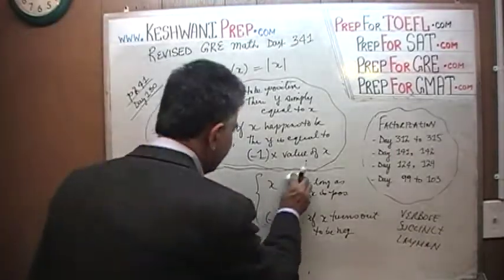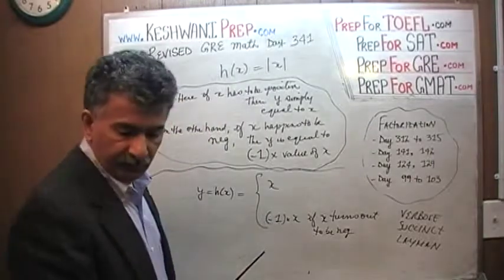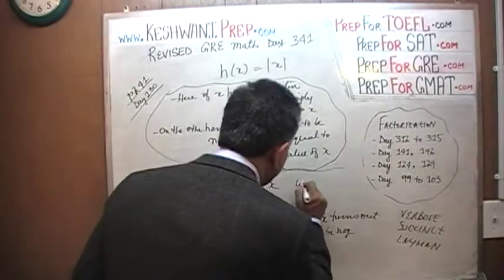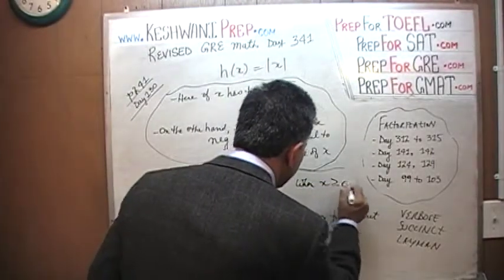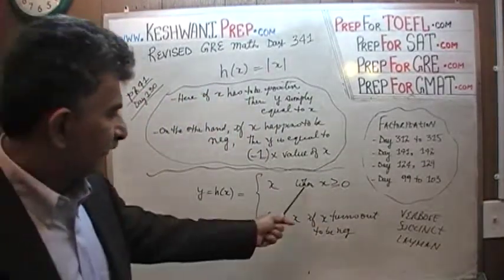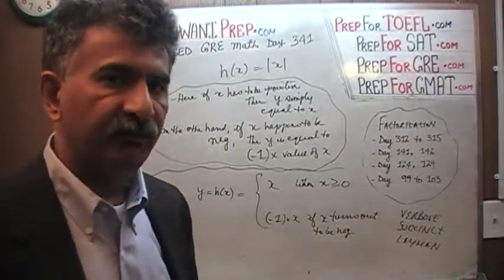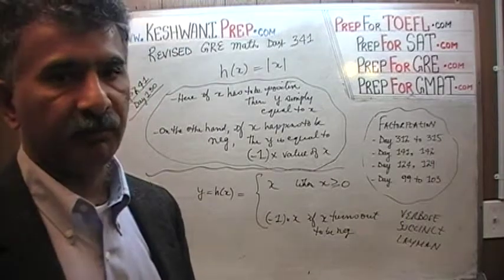This is how we write it. We say it equals x when x is greater than or equal to 0. There you go. When x is greater than or equal to 0 is the same as saying for as long as x happens to be positive.